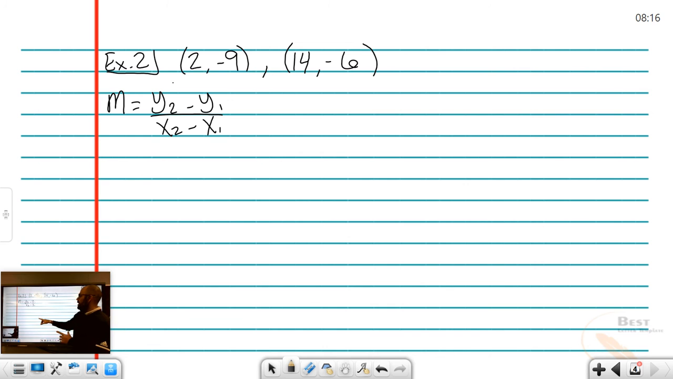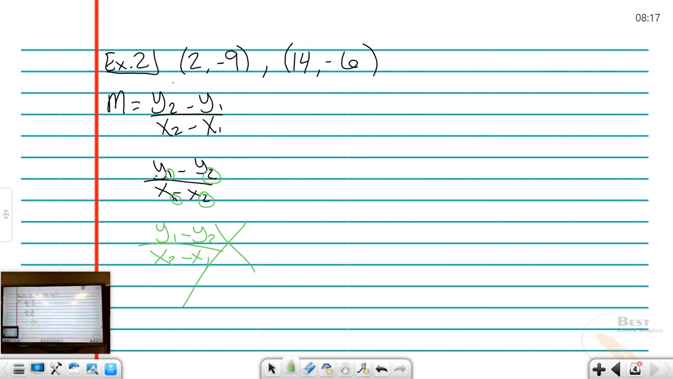All right. Another thing, y2 minus y1, x2 minus x1. This could also be written like this: y1 minus y2 over x1 minus x2. These are the same, okay? But what I want you to pay attention to is 1, 1, 2, 2. It cannot be y1 minus y2 over x2 minus x1. That right there will give you a wrong answer every time. So just try to stick with y2 minus y1 over x2 minus x1, okay?